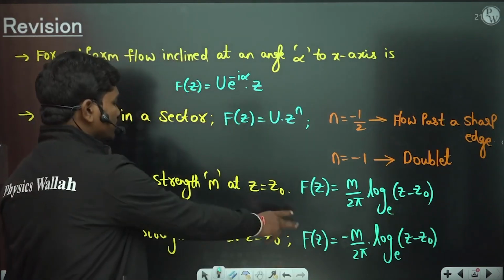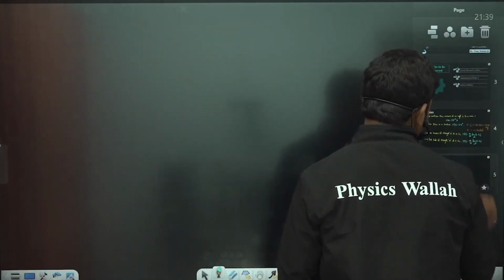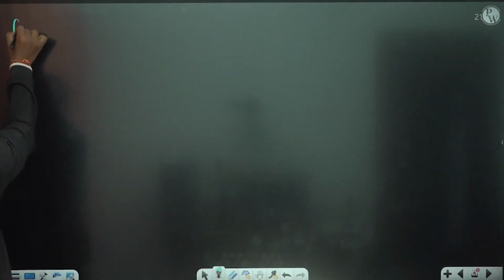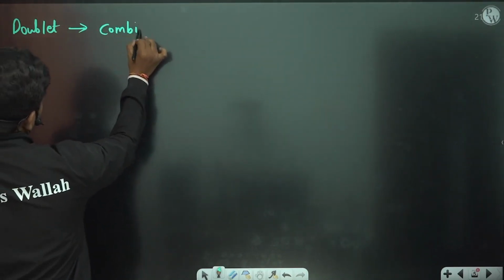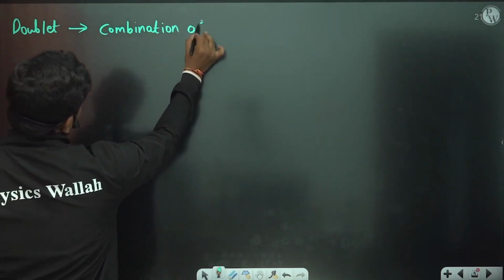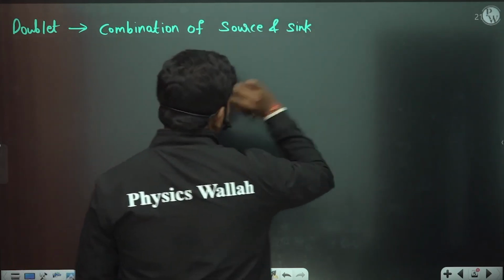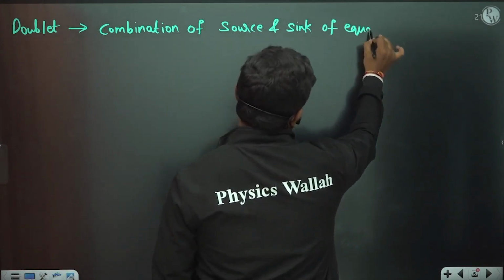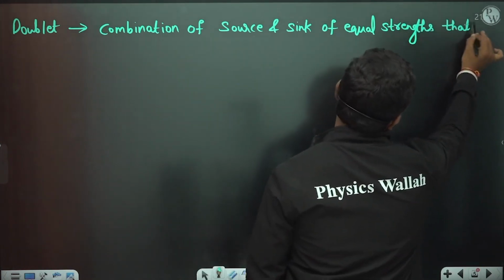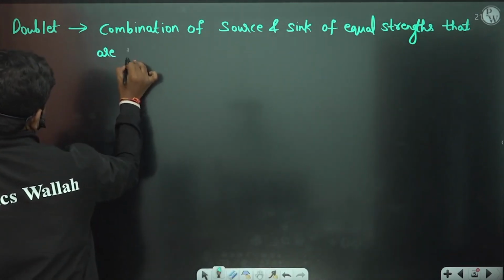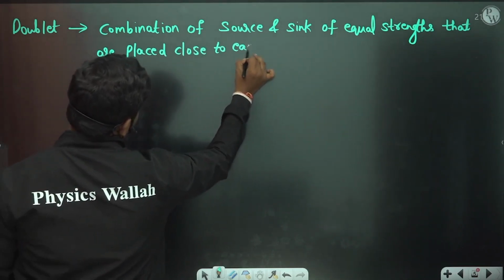Now we have seen the superposition of these two, so we have seen the case of a doublet, correct? So let us continue the discussion from the doublet. A doublet is basically a combination of a source and a sink of equal strengths that are placed close to each other, correct? We have seen that.